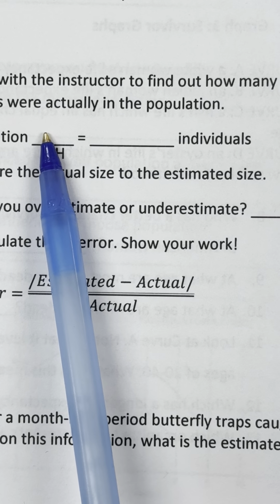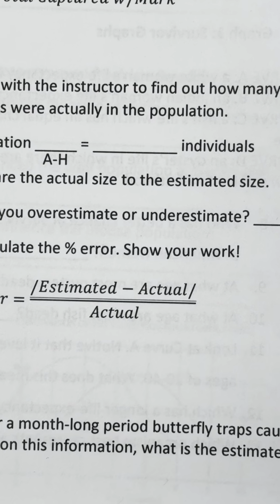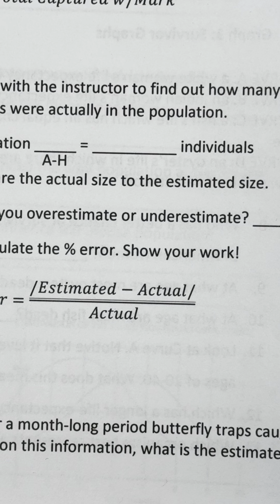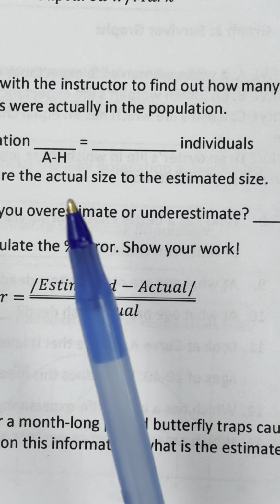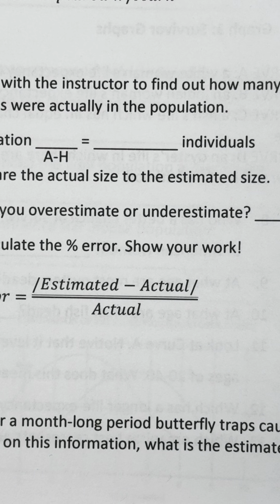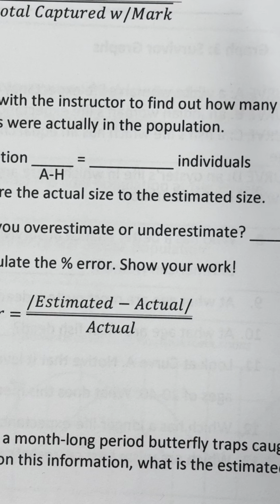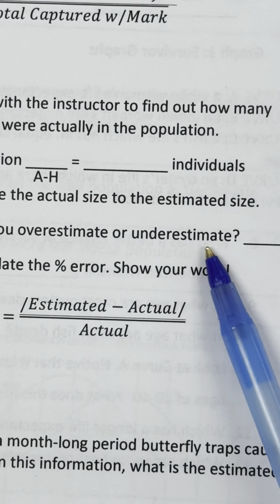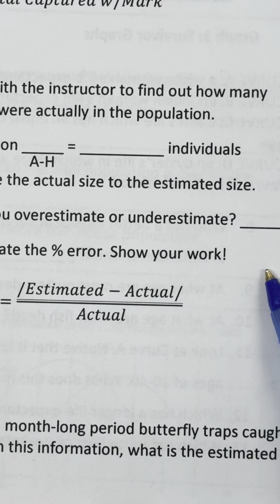So you would write H here for population H, that's the bag that we had, and this would be the number of individuals that there actually were in there, 137. So we'll see how close we got by adding those numbers up. And then number 6 says to compare this actual size that I just told you to this estimated size that you found here. Were we over or underestimating, and calculate the percent error, show your work.